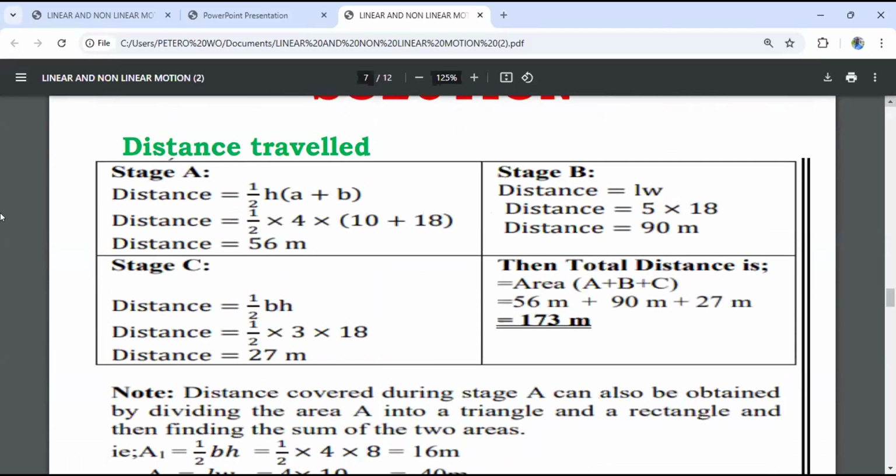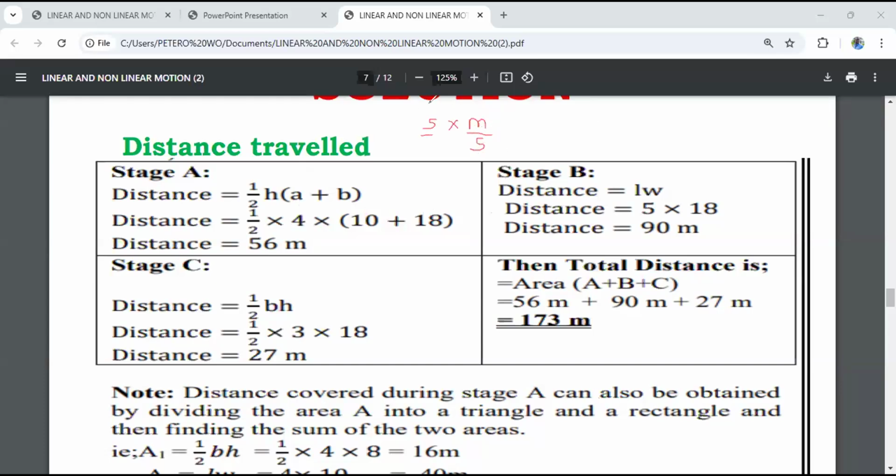Now someone is asking, isn't area in meters squared? I told you before we started looking at distance that for every distance that you see here, for example, for stage A, this 4 has been got from the time axis, so it is in seconds. 10 and 18 are velocities, so they are in meters per second, which is meters divided by seconds.